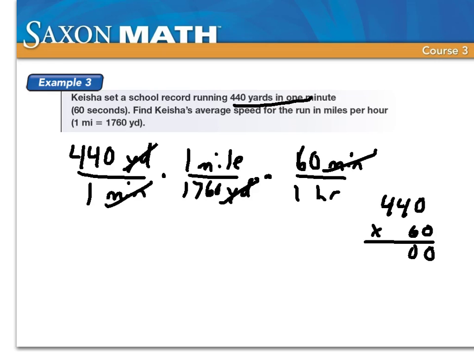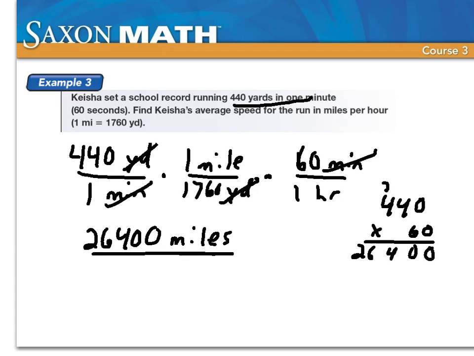I put a 0, a 0. 4 times 6 is 24. 4 times 6 is 24, plus 2 is 26. So I get 26,400. And my unit left on top is miles over, and on the bottom I've got 1 times 1,760 is 1,760, then times 1 again. So I just got 1,760, and the unit I have left on the bottom that's not crossed out is hours. So they could travel 26,400 miles every 1,760 hours.